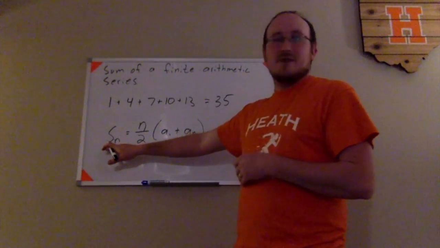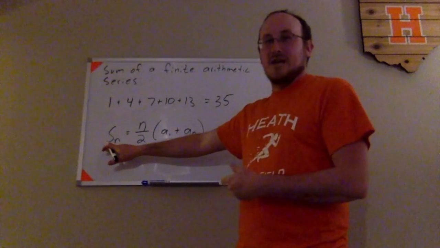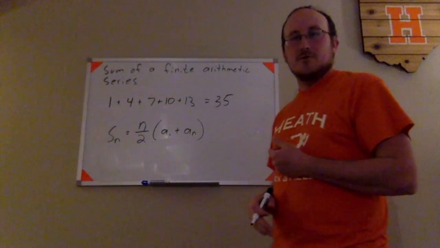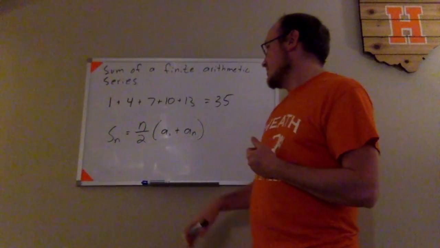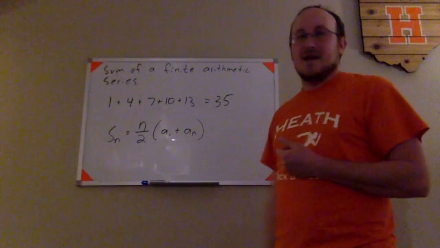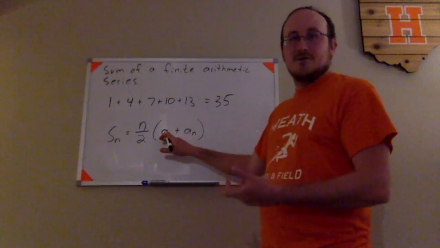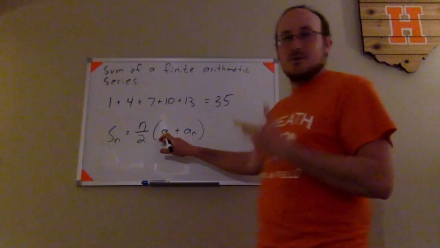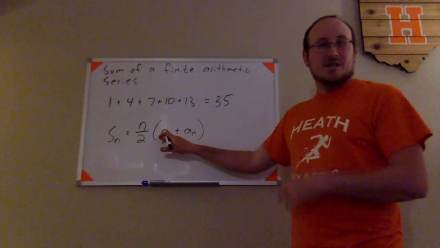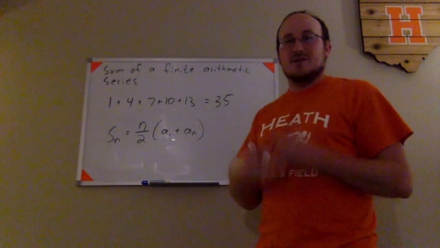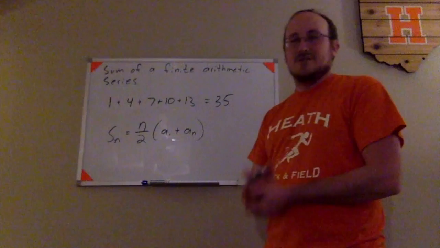So S sub n stands for the sum of the first n terms of the series, where n is the number of terms, divided by 2, and then multiplied by the quantity a sub 1 plus a sub n. A sub 1 represents the first term of the series, and a sub n represents the nth term of the series that I'm trying to find the sum of.